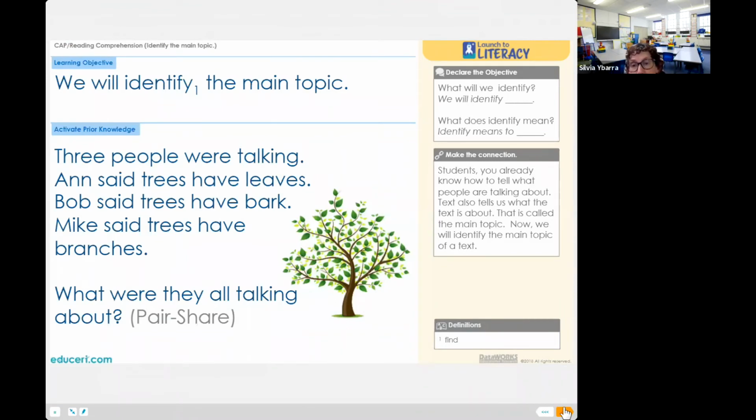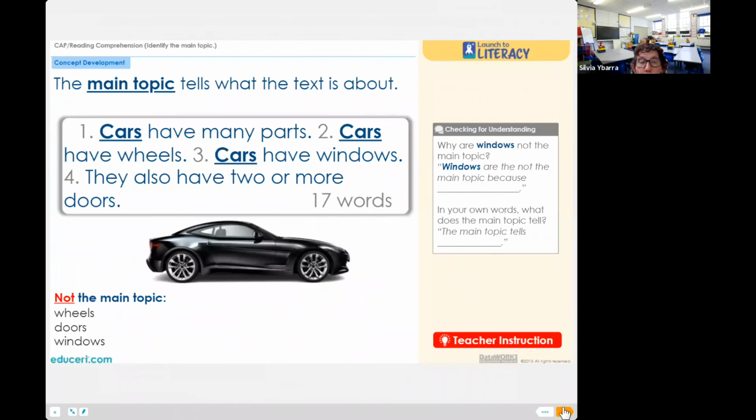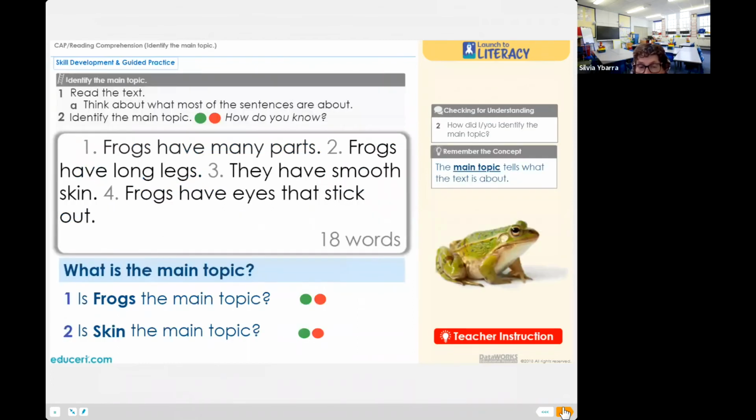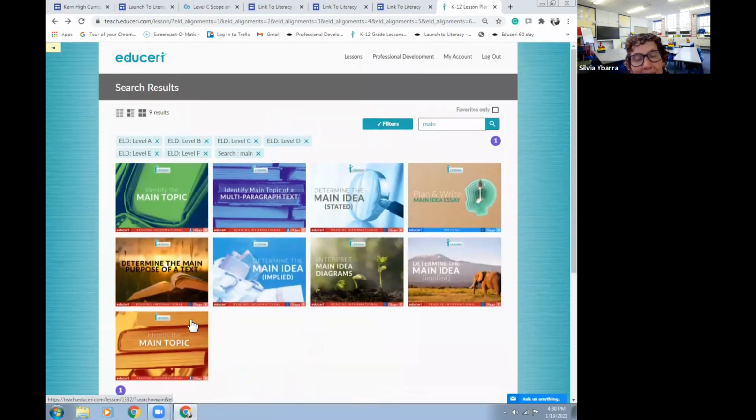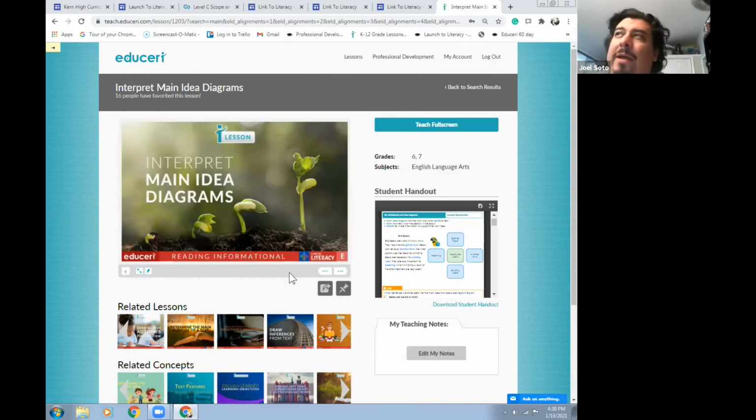Because sometimes teachers take a look at level E or D, and we're going to open that up. The students will be able to tell you that the main topic is about cars. That's all they're going to be able to do. But if you notice, let's go, Joel, to level D. Okay, so for level D, we have two types of main ideas. Can you open up the main idea with diagrams? That's level E for echo.